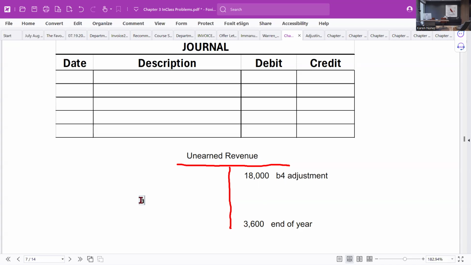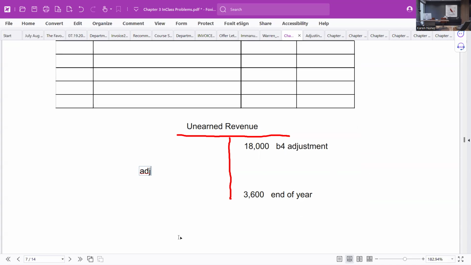So that means over here we need an adjustment, right? We need some kind of an adjustment that will reduce this account down from 18,000 to 3,600. So essentially what we need here, and I'll just make a note here, we need 18,000 minus 3,600, which is 14,400. That's the amount of our adjustment, right? We're going to need an adjustment over here for $14,400. That's the only way we're going to get from 18,000 to 3,600.